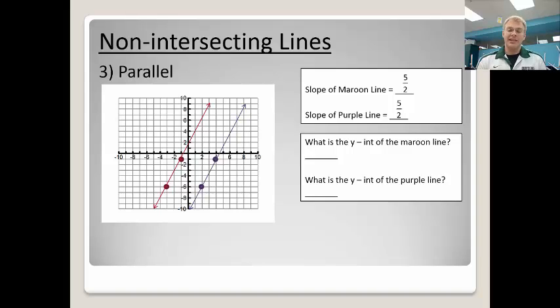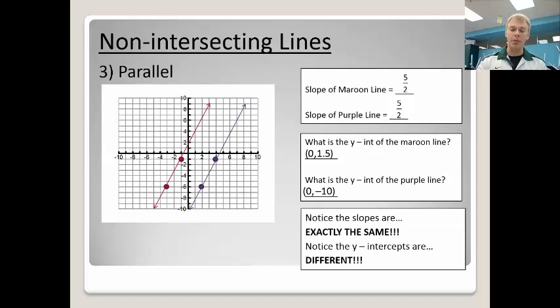So this tells us that just knowing the slopes are the same is not enough information to distinguish whether two lines are coinciding or whether two lines are going to be parallel. But what are the y-intercepts of each of these lines? Well, on the maroon line, we can see that our y-intercept is around (0, 1.5). Our purple line has a y-intercept of (0, -10). So our lines are parallel when the slopes are the same, but the y-intercepts are different.